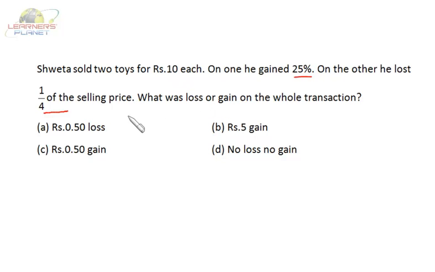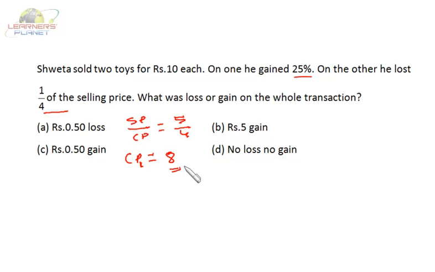Now let's find the cost price of the first toy on which she is making a profit of 25%. That means SP by CP is equal to 5 by 4. That means selling price is 125% of the cost price, or it is 5 by 4. Now if selling price is 10, we can calculate the cost price. It will be rupees 8. So the cost price of the first toy is rupees 8.